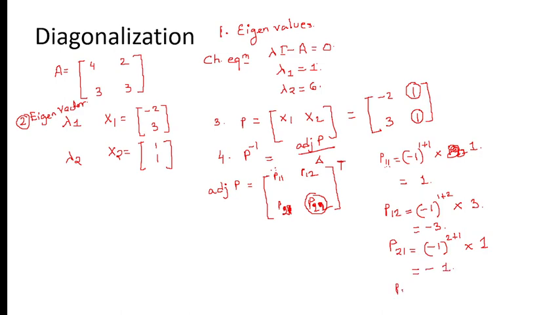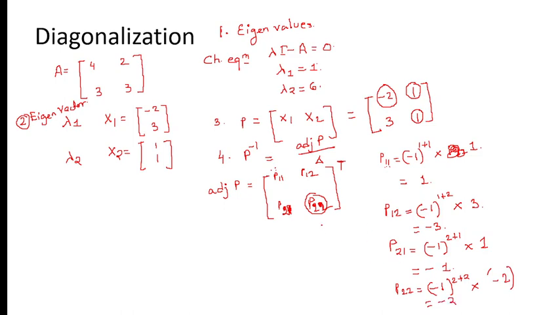Similarly, the last element is P22. So what is the position? (-1) to the power 2 plus 2, into, now if you hide the second row and second column, what is remaining? This is the remaining, so that means it will be -2. So P22 is becoming -2.